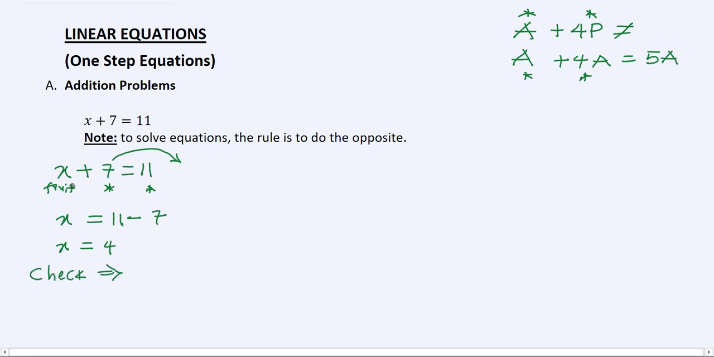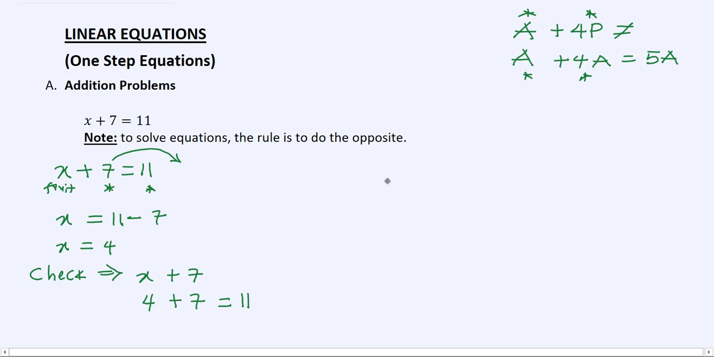But if you want to check, think about this in a more mathematical way. You're asking yourself, what value can you add to 7 to give you 11? So let's see, we have x plus 7. But we know that x is 4 because we solved for that. So 4 plus 7 is equal to what? 11. And that gives us back what we had initially. I hope this is simple and it makes sense.